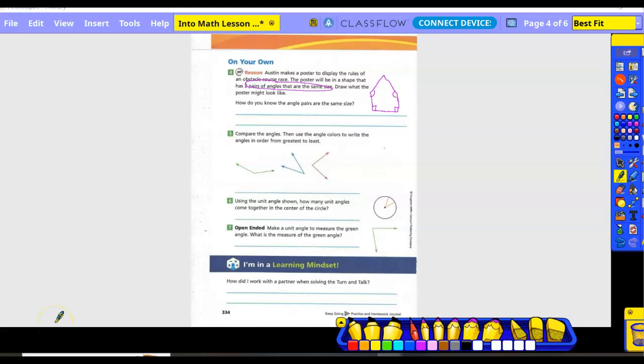Number 5, compare the angles. Then use the angle colors to write the angles in order from greatest to least. So this time they went the biggest to the smallest. Okay, so which one would be the greatest? What color? The green, because it's a what type of angle? Obtuse. What would be next?